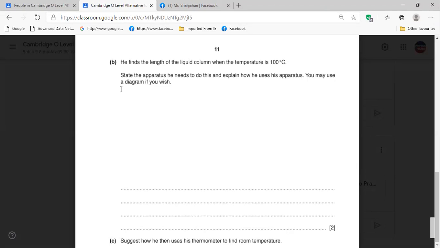Okay, so to get 100 degrees Celsius, what he has to do? Dip the bulb of the thermometer into boiling water. Boiling water. So how he will do this? He will hold the thermometer. Sir, test tube or beaker. Again, say what you are saying.